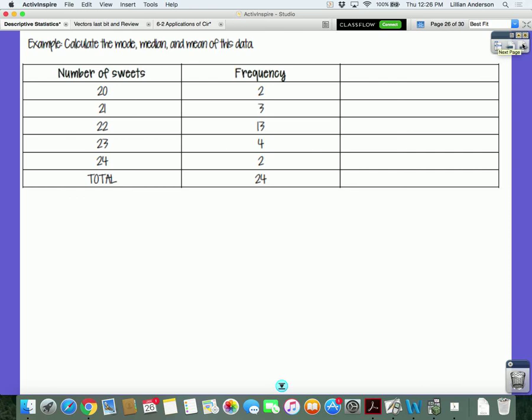Alright, so we're gonna look at this example, going back to the sweets example. We're gonna calculate the mode, the median, and the mean. So the mode, remember, is the entry that occurs the most, that has the largest frequency. Which one has the largest frequency? 22. So our mode is 22. That meant that 22 showed up the most times in our data. If you think about it, we had the data already laid out, and it really did show up the most.